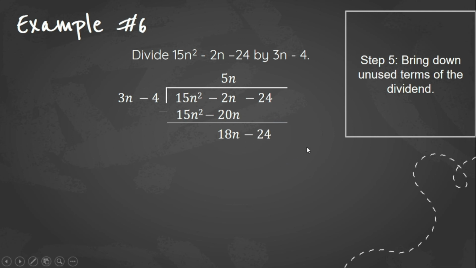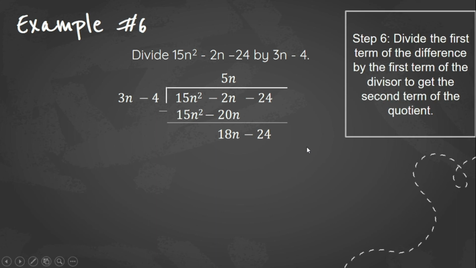Then, let's divide again the first term to first term, kapag naibaba na natin. So, 18n divided by 3n, that will give us positive 6. Bakit positive 6? 18 divided by 3, that's 6. Yung n divided by n, that's 1 na, diba? So, we don't need to write down 6 times 1, that's 6.